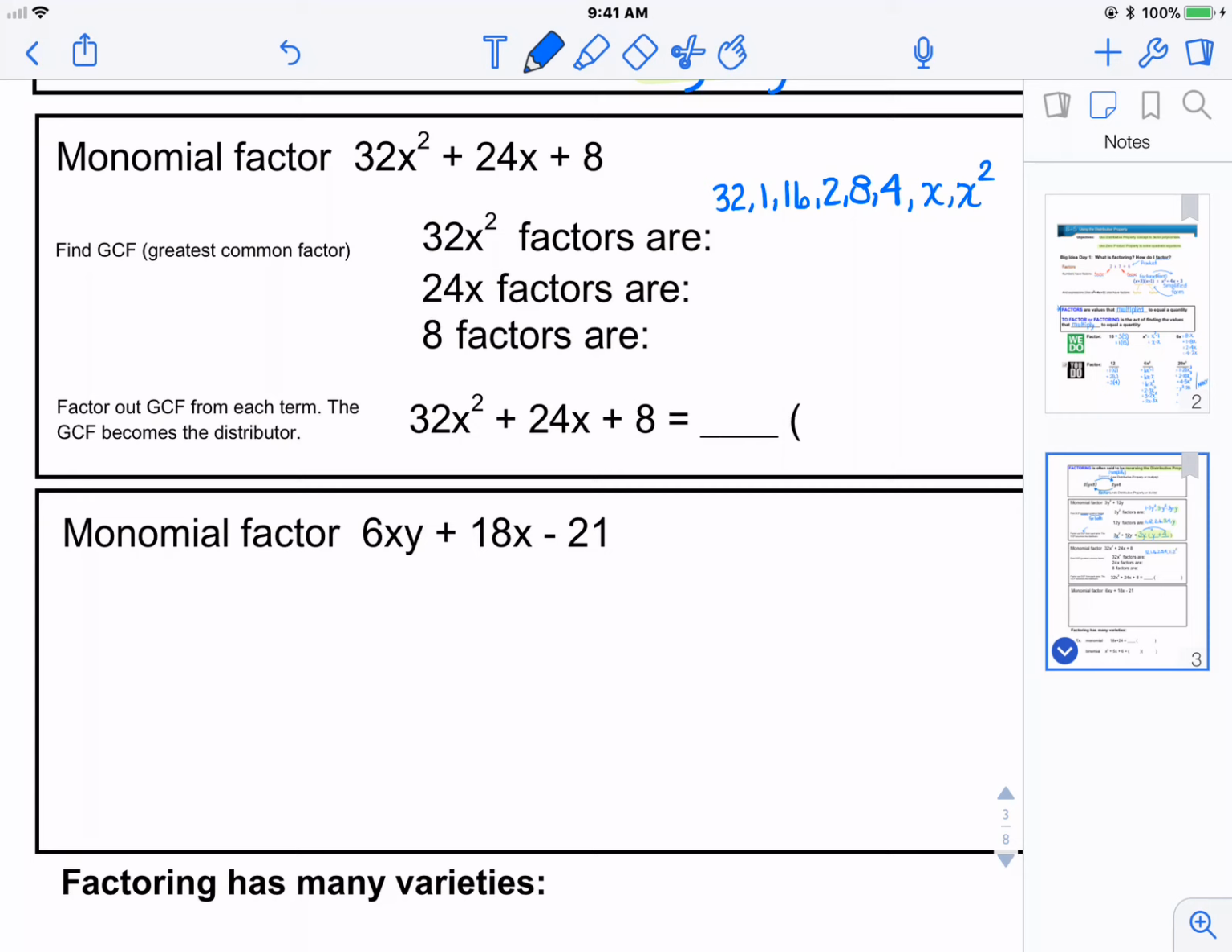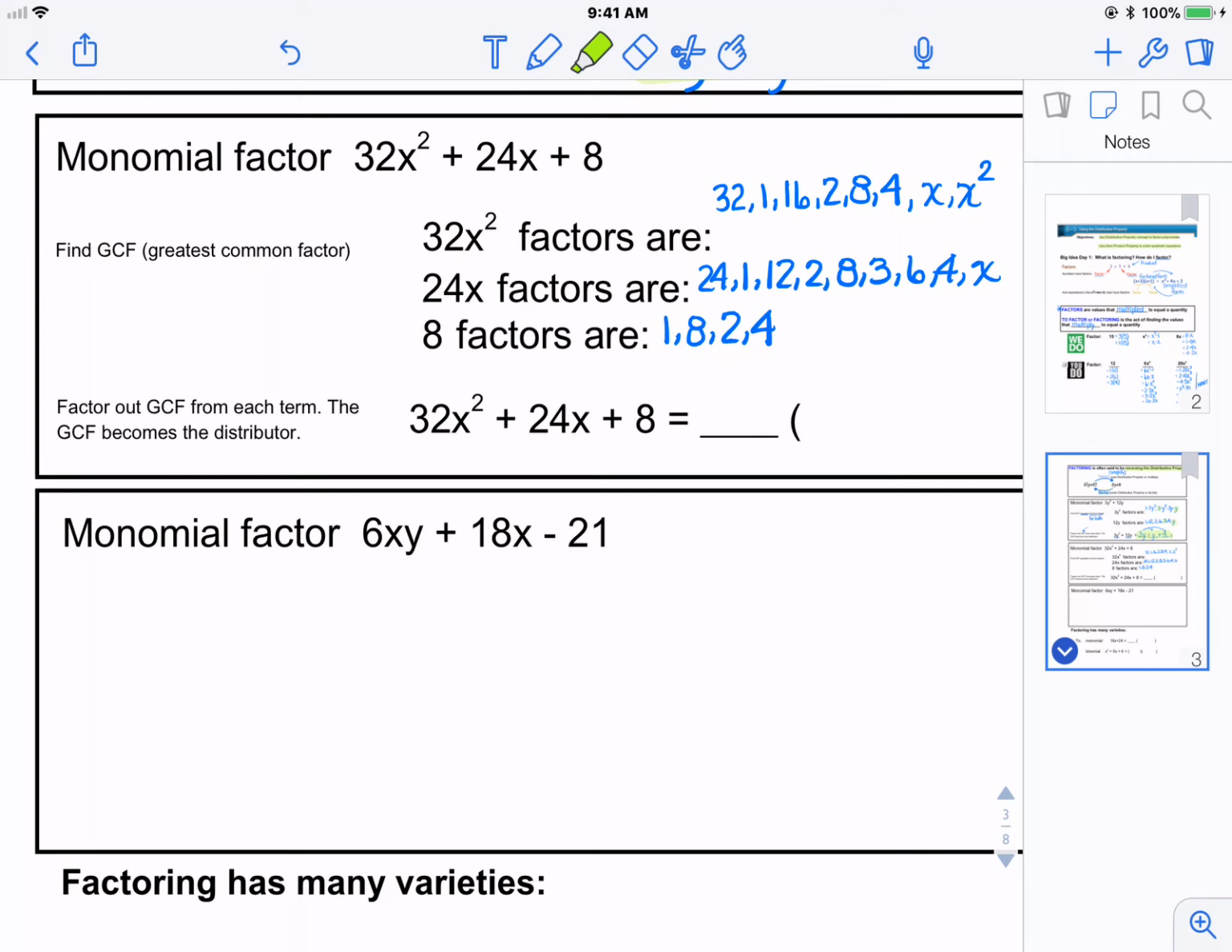For 24x, I know I could have 24 as a factor and 1, 12 and 2, 8 and 3, 6 and 4, and a single factor of x. All the different things that could be multiplied to make 24x. And for 8, thankfully, it's 1, 8, 2, 4. So pause for a moment, make sure you can make factor lists like that.